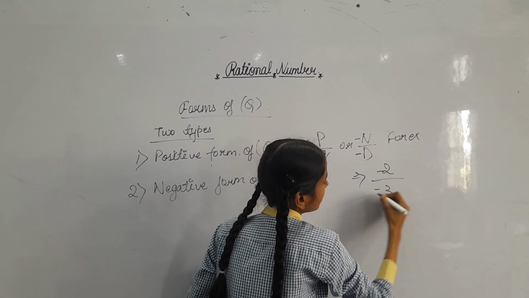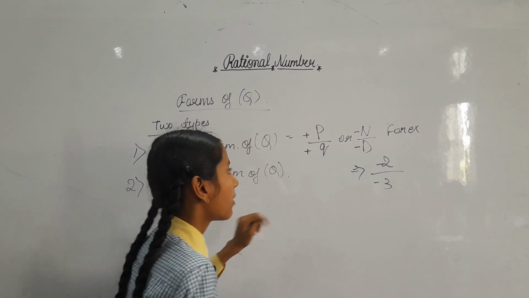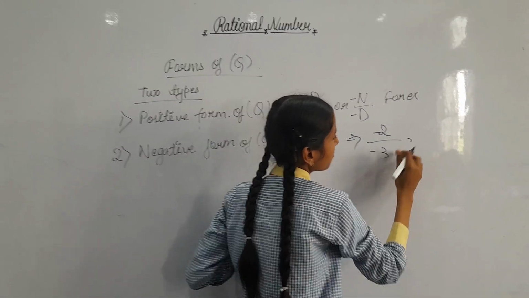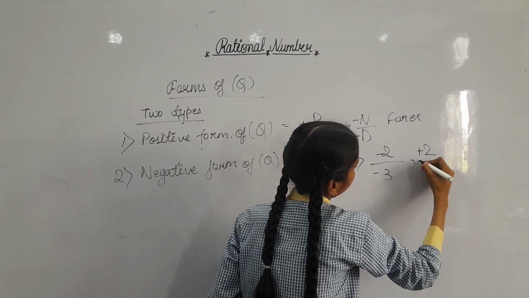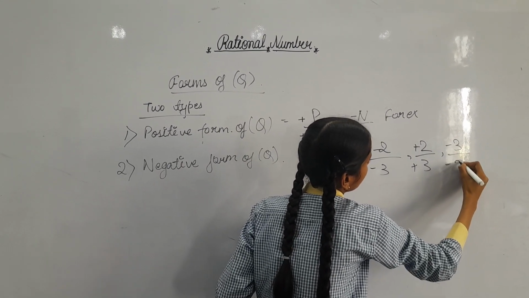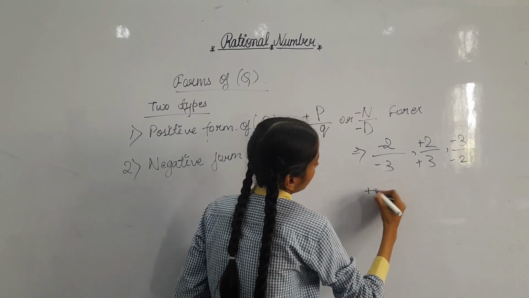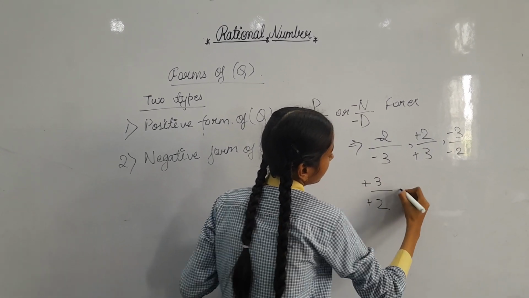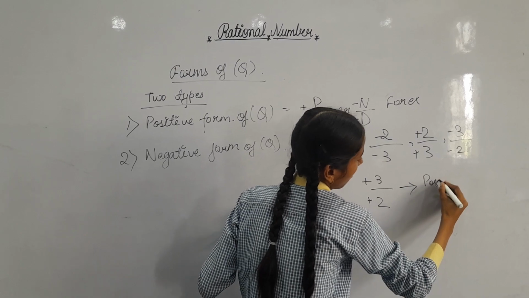minus 2 upon minus 3 is the positive form of rational number, and such more examples are plus 2 upon plus 3, minus 3 upon plus 2, minus 2 upon plus 3. These are the examples of positive form of rational number.